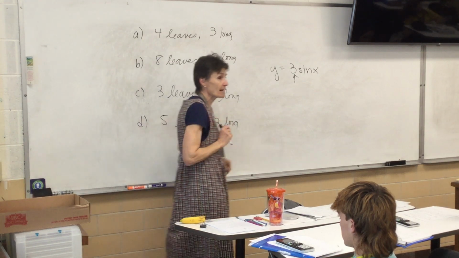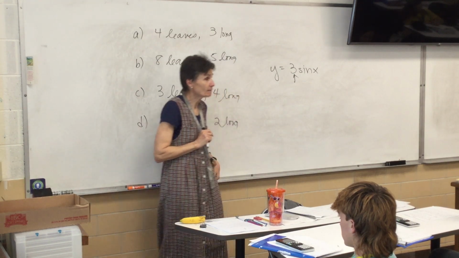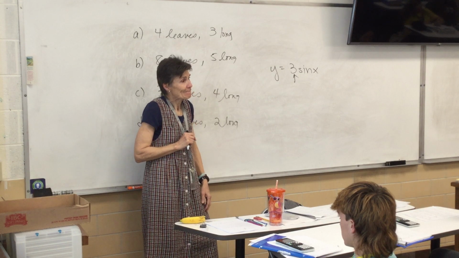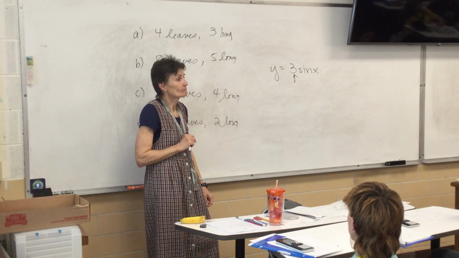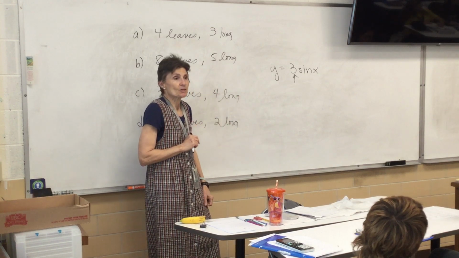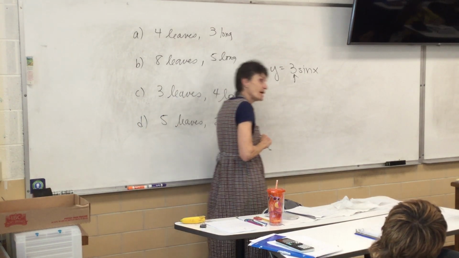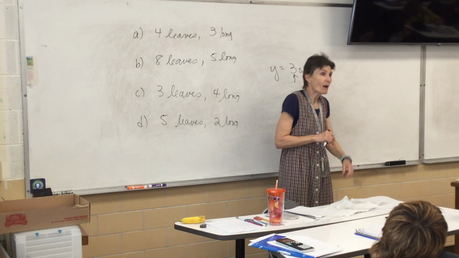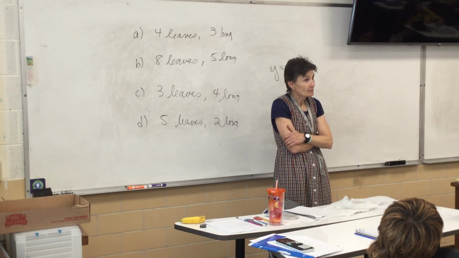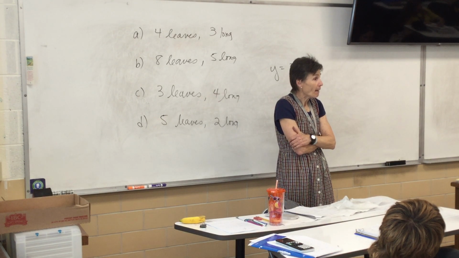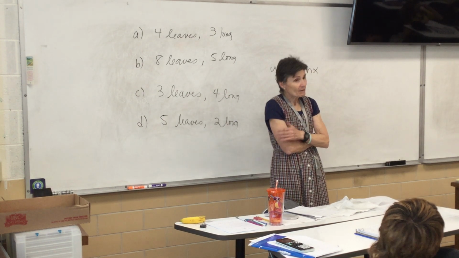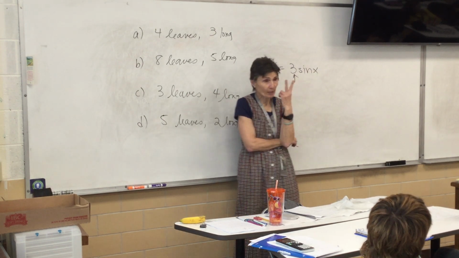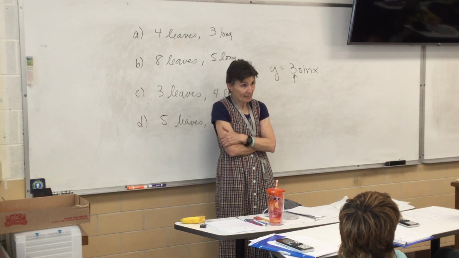All right, tell me about the second number. When it's an odd number, it has that number of leaves. When it's even, it has twice that many. Exactly. So the coefficient on the theta tells you how many leaves you have. If that coefficient happens to be odd, then that's how many leaves you have. But if that coefficient is even, you're going to have twice that many.